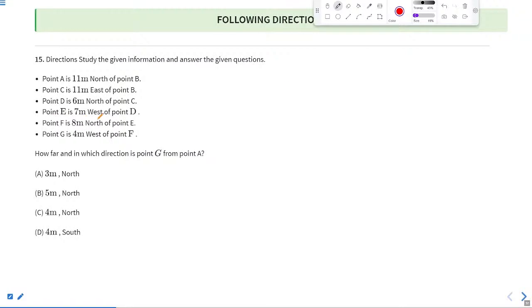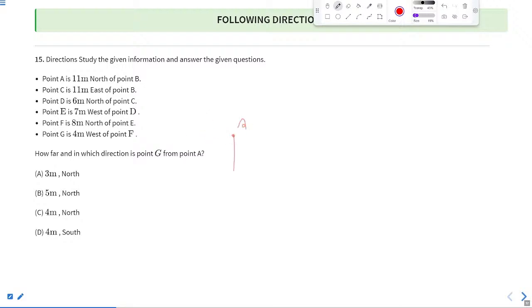15. Directions. Study the given information, answer the given questions. A is 11 meters north of point B. C is 11 meters east of point B. D is 6 meters north of point C. E is 7 meters west of point D. F is 8 meters north of point E. G is 4 meters west of point F. How far in which direction is point G from point A?